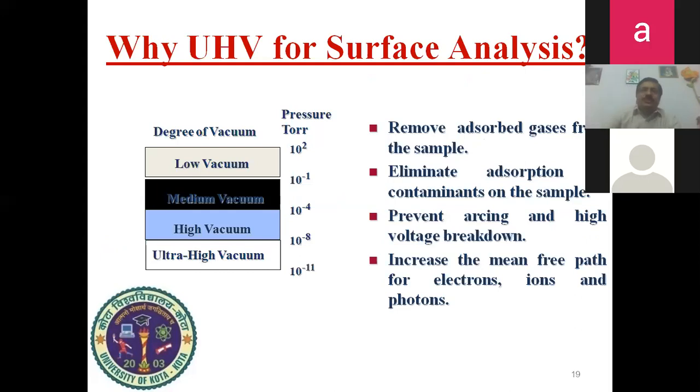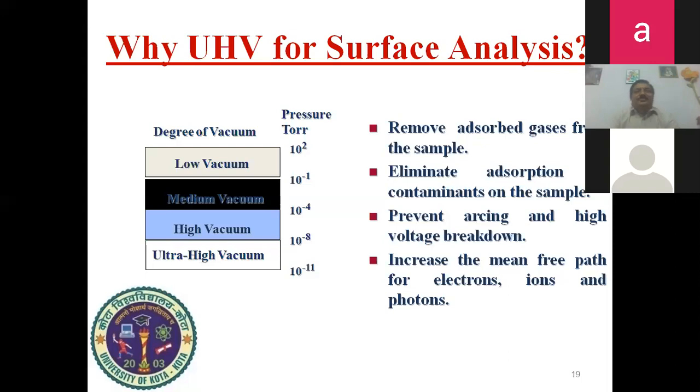The vacuum we can generate from the pump system. So many vacuum pumps are connected to the XPS chamber. These are the rotary pump, which is capable of producing 10 to the power minus 3 torr order vacuum. Then we have the turbomolecular pump. It is used to create 10 to the power minus 8 torr vacuum. And then we have the ion pump. It is used to create 10 to the power minus 12 torr of vacuum.